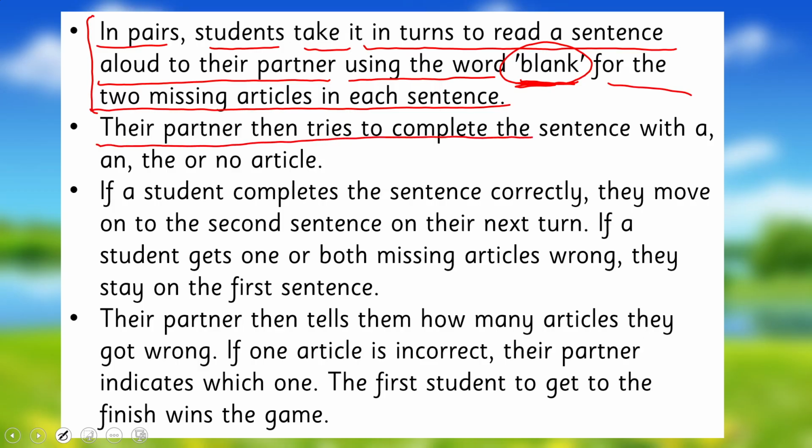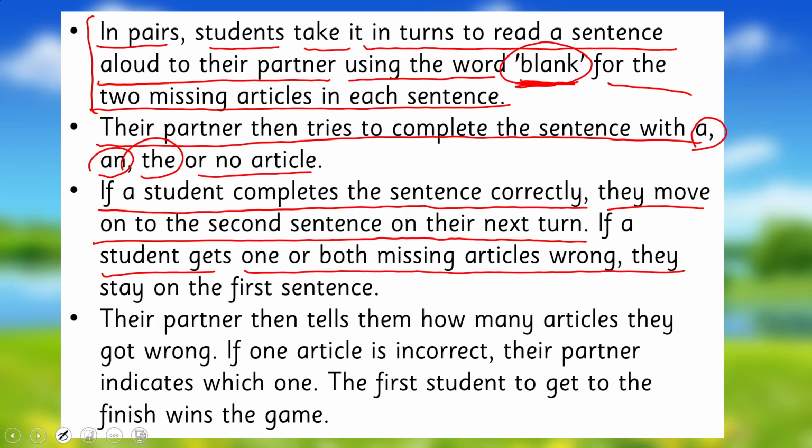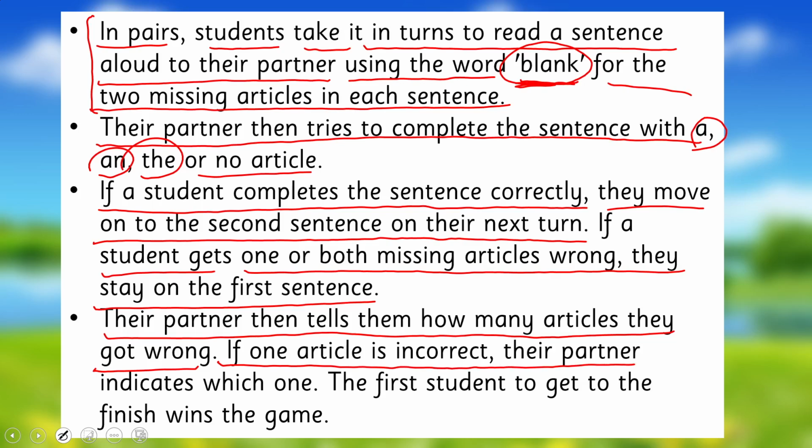Their partner then tries to complete the sentence with a, an, or the, or no article. You have to use the correct article. If a student completes the sentence correctly, then move on to the second sentence on their next turn. And if a student gets one or both missing articles wrong, they will stay on the first sentence. Their partner then tells them how many articles they got wrong, and if one article is incorrect, their partner indicates which one, right? The first student to finish this game wins.